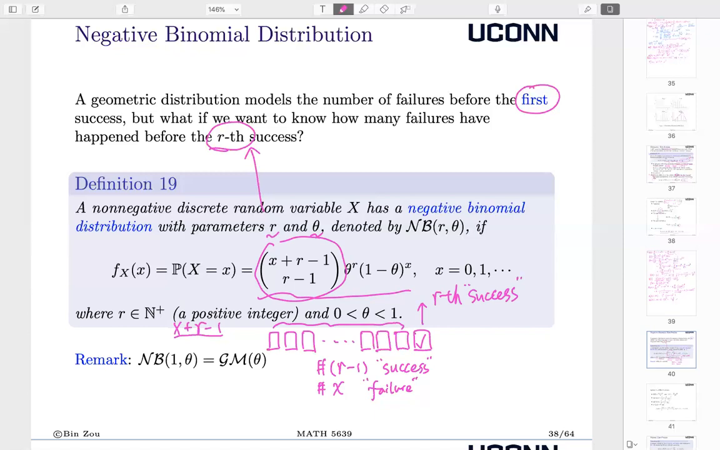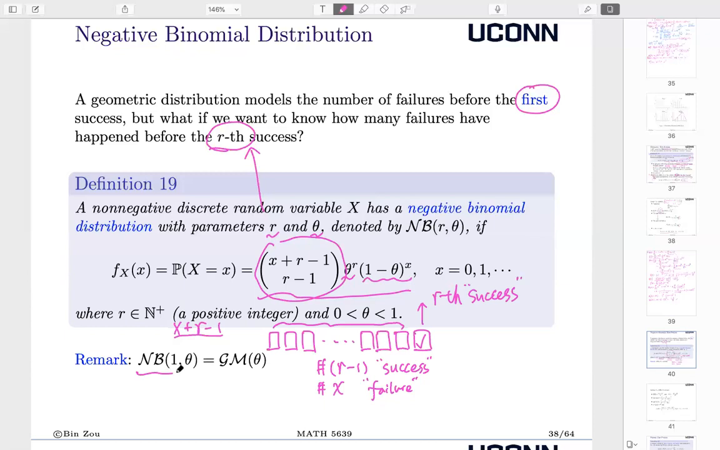In total, I have x failures, which explains this term. 1 minus theta is the probability of failure, and here I have x failures, so the power is x. I have a total of r success events, and the probability for each one is theta, so I raise the power to r. So that's the meaning. If you really understand the meaning of the binomial, you can write down the probability function anytime. It's a simple analysis of scenarios, right?